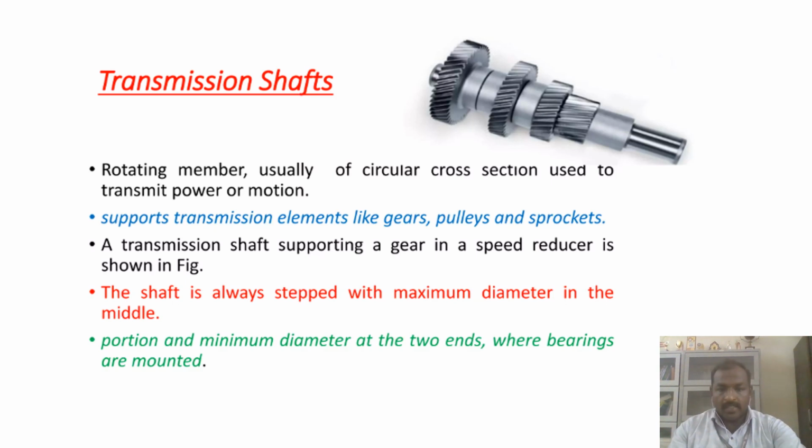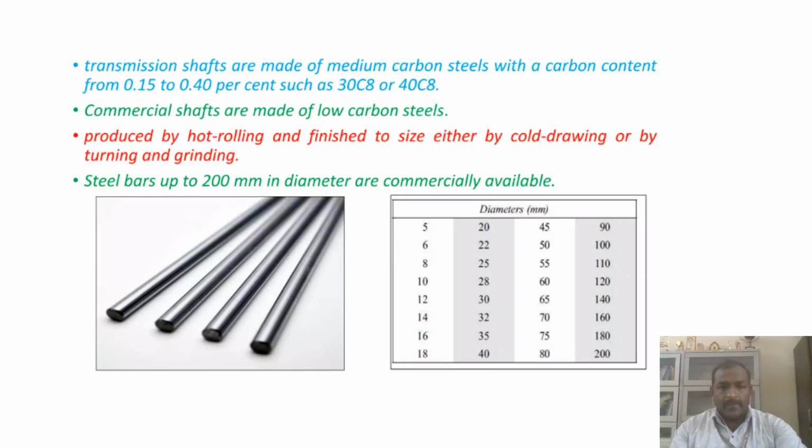The shaft is always stepped, with a maximum diameter in the middle portion and minimum diameter at the two ends where bearings are mounted. Thus, the transmission shafts are made of medium carbon steels with a carbon content from 0.15 to 0.40%, such as 30C8 or 40C8. Commercial shafts are made of low carbon steels produced by hot rolling and finished to size either by cold drawing or by turning and grinding.